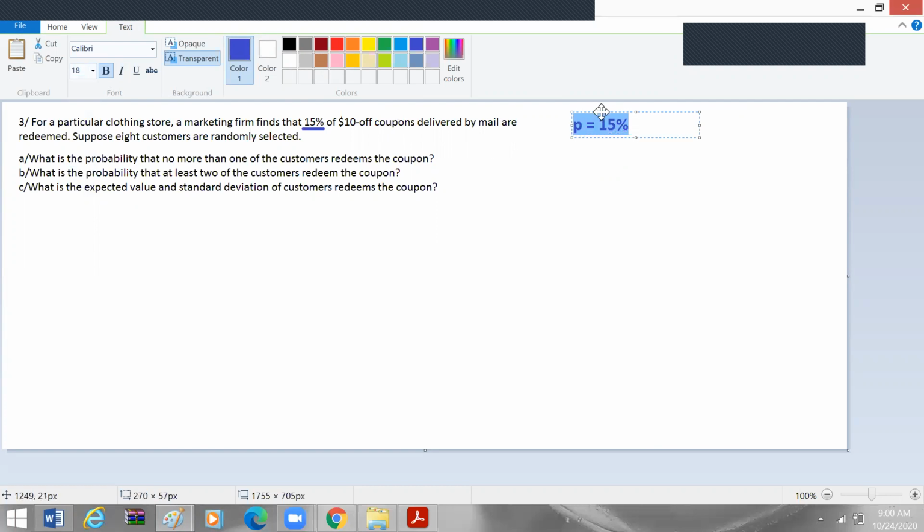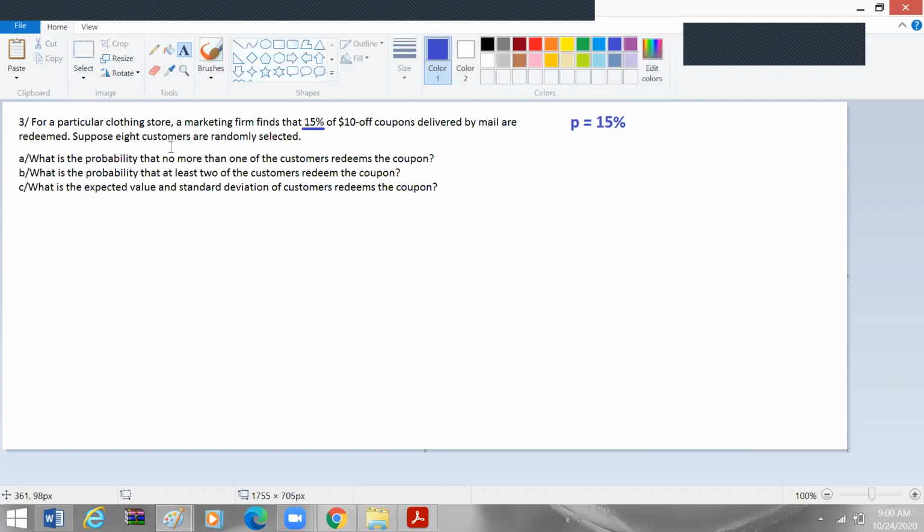We also have the n. Suppose that 8 customers are randomly selected. So n equals 8 customers. That's really important. Usually the n is followed by the keyword randomly selected, and it's 8. It's not 10; the $10 coupon is just something called the reward. It doesn't mean anything. We want to see how many people we pick, so the n in this case is equal to 8.